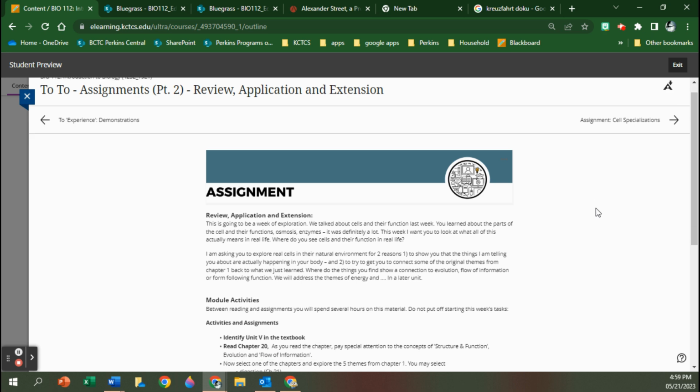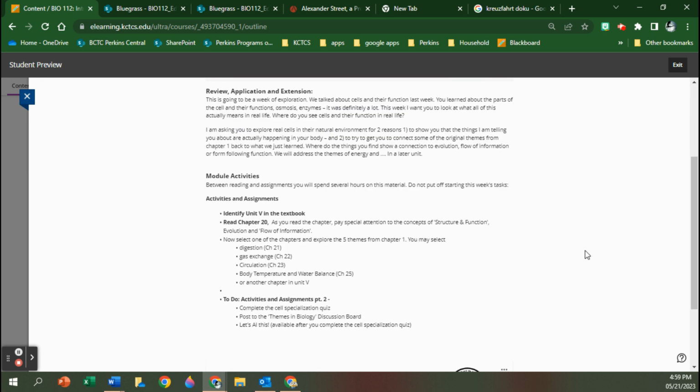Now, I imagine you're going to struggle with these assignments more than you've struggled with any of them before, and that's okay. Do the best you can. Give me what you've got. So what I want you to do here is look at cells, what they look like, and what that means about their function.